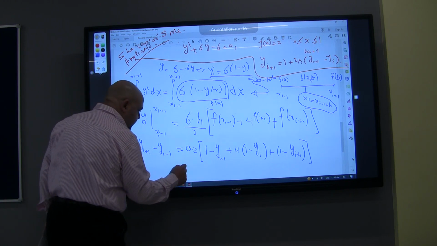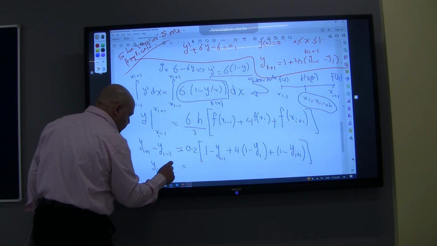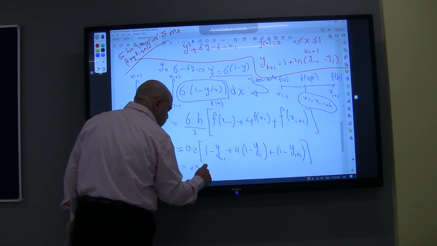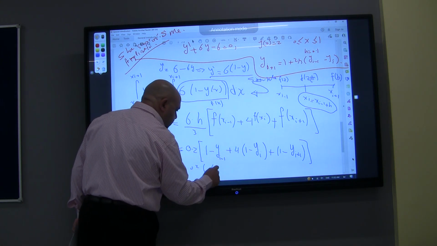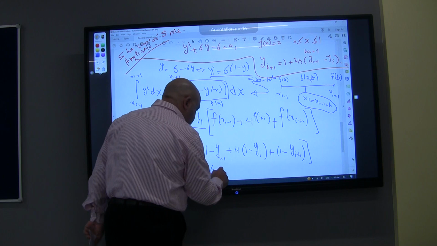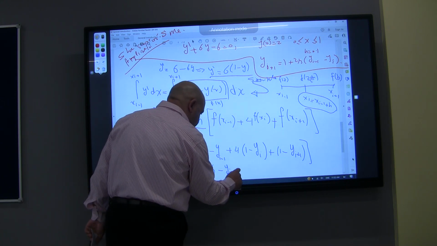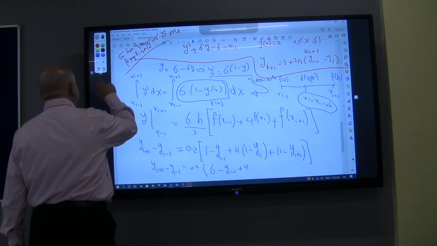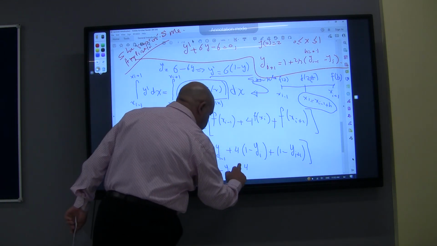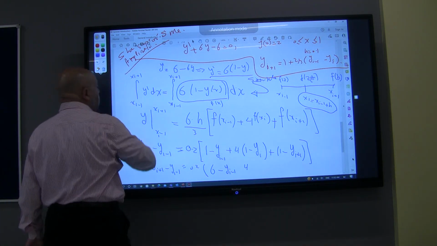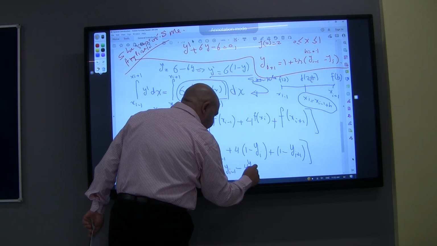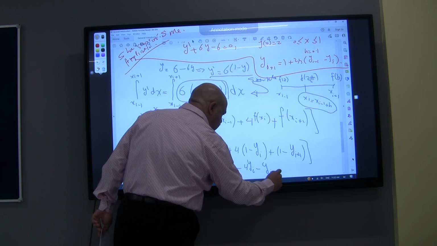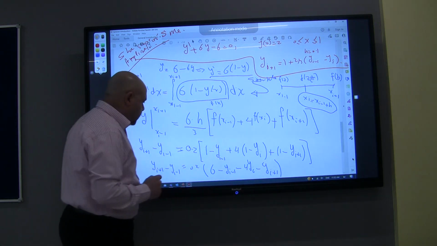This means y I plus 1 minus y I minus 1 is going to be 0.2 open the bracket, 1 plus 4 plus 1, so it's going to be 6. Then I have negative y I minus 1, minus 4 of yi, minus yi plus 1. This is going to be the bracket.